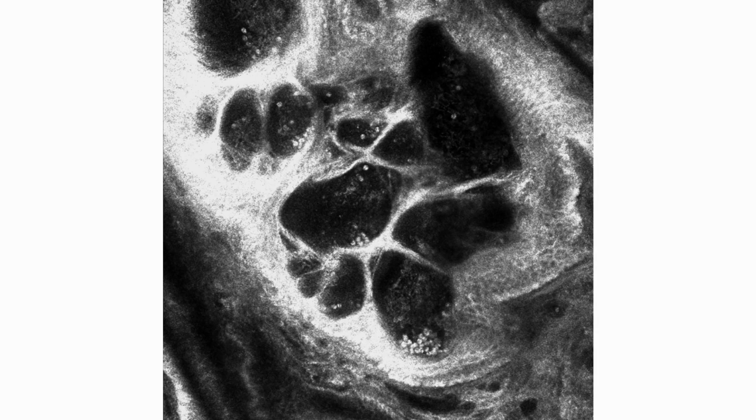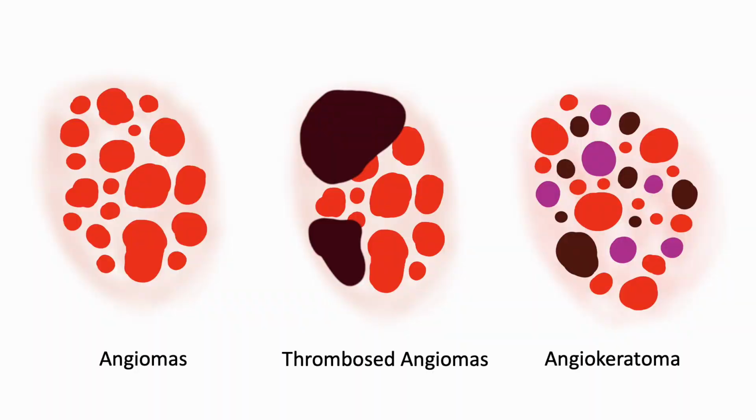And again, in this case, we had confocal microscopy, no histopathology, but what you see on confocal microscopy is exactly the same. The dark lacuna correlates with dilated vessels, and the septa here seen on this RCM image. So we have now reviewed angiomas, thrombosed angiomas, and angiokeratomas.